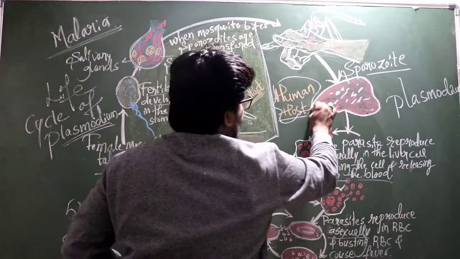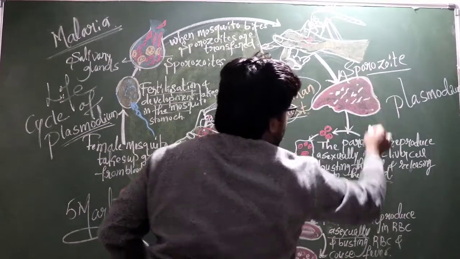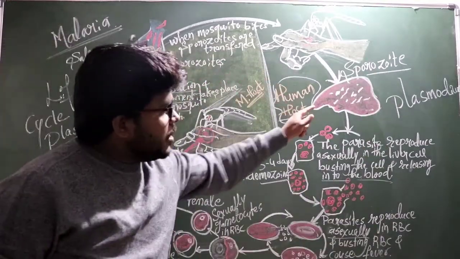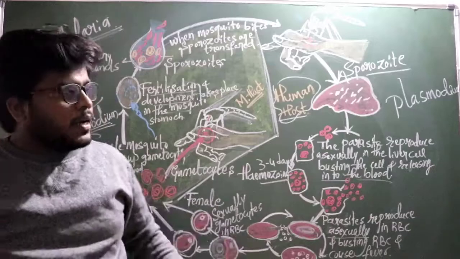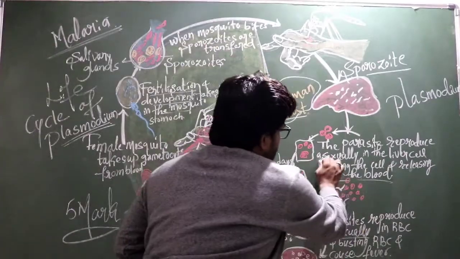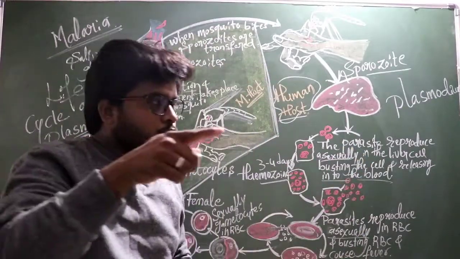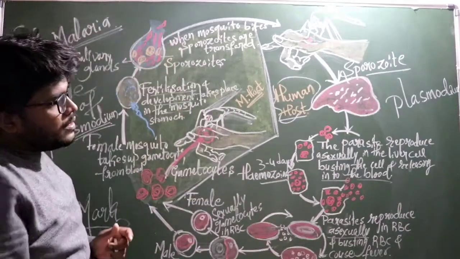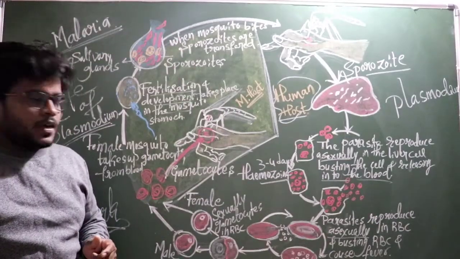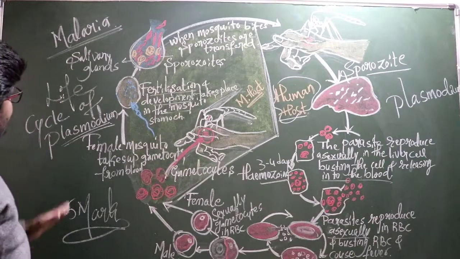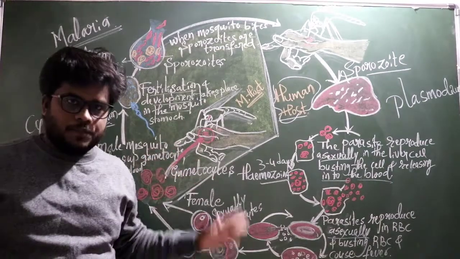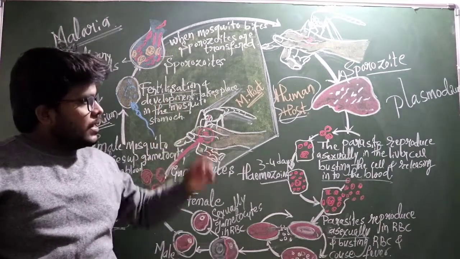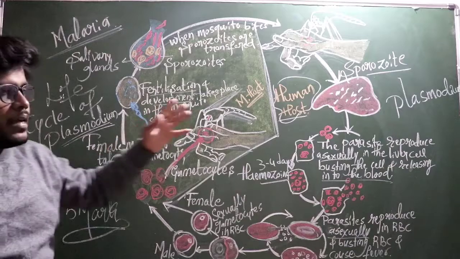Note, one very important point is that inside the liver cell, this Plasmodium multiplies by asexual reproduction. What is asexual reproduction? That is multiple fission, which you studied in the first topic. So this is about the life cycle of Plasmodium. If you have any doubts regarding this, you can ask now.